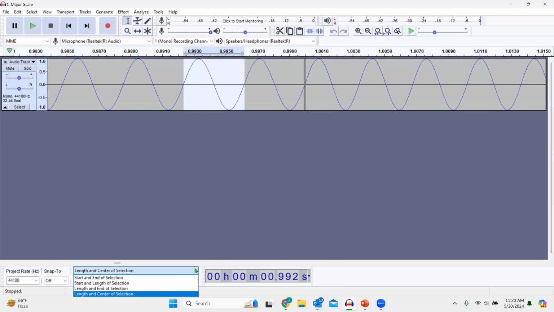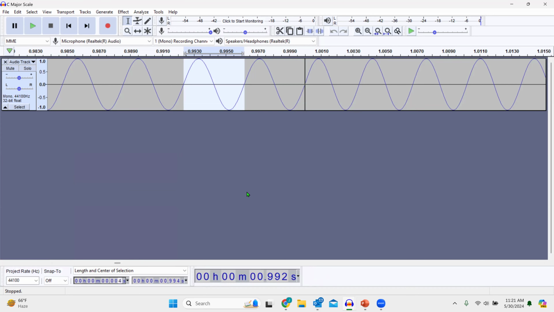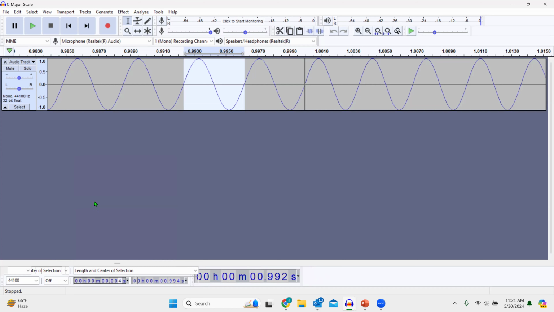So number one, make sure that you change to length and center of selection. And then number two, you have to change what these read for this particular experiment. The default setting is hours, minutes, seconds, and milliseconds, something like this. We don't want this. You want this to say samples, and you have to go in and select samples. So it should say samples right here.